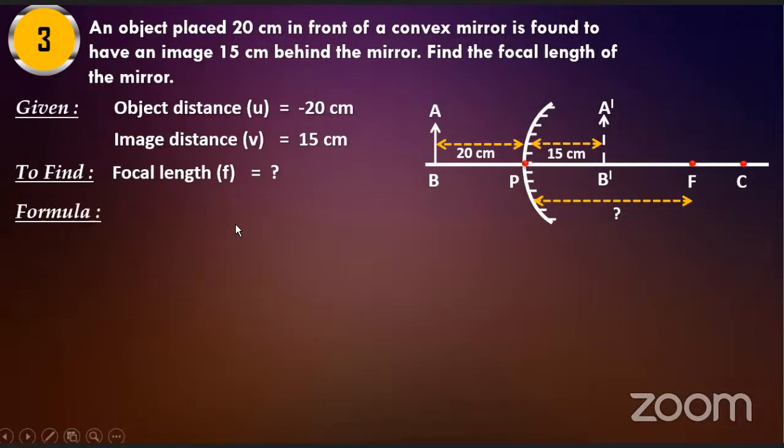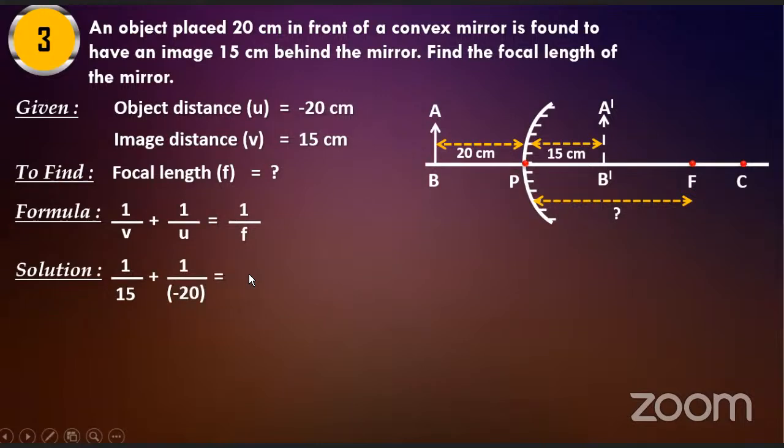The formula is 1 by f is equal to 1 by v plus 1 by u. The question mark is focal length only. So simply substitute these two values here: 1 by 15 plus 1 by minus 20 is equal to 1 by f.